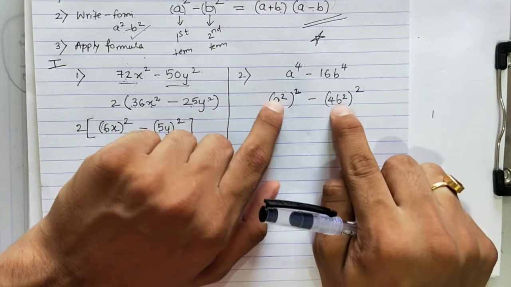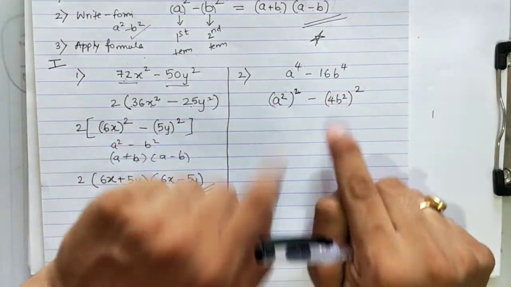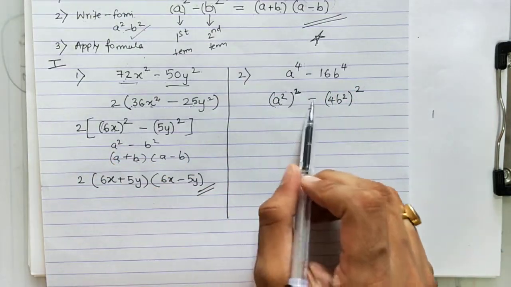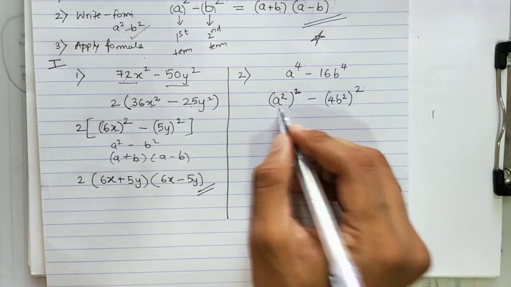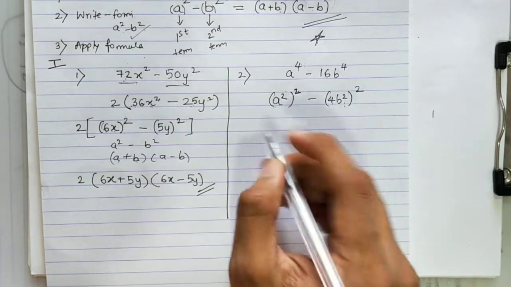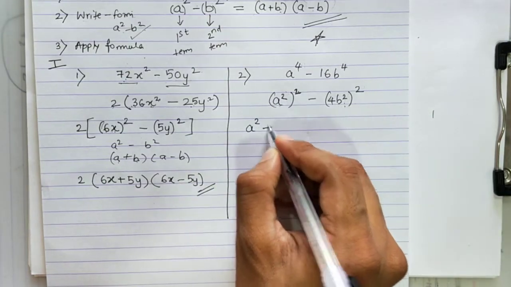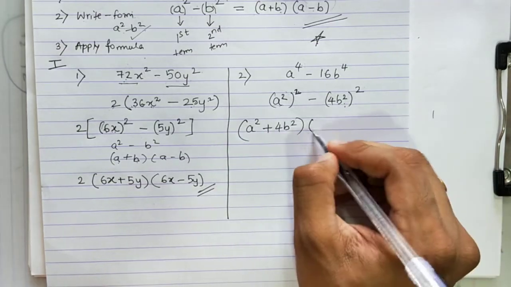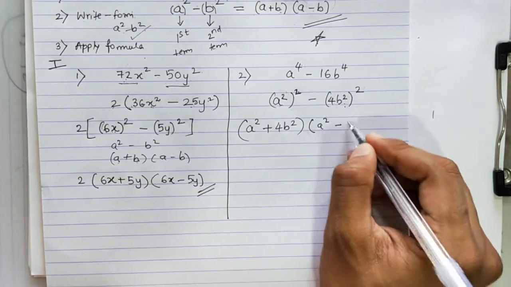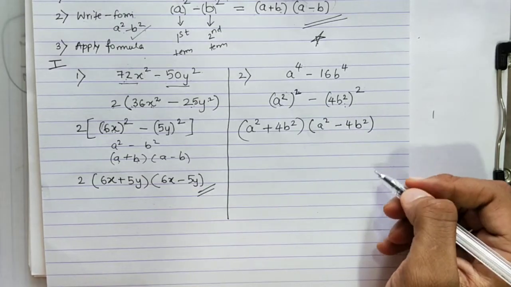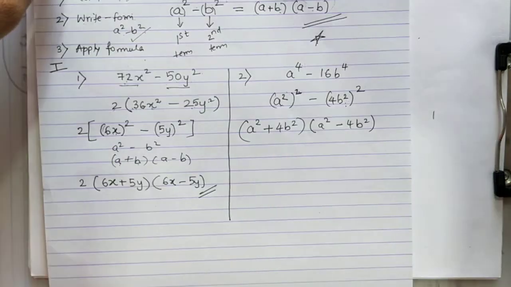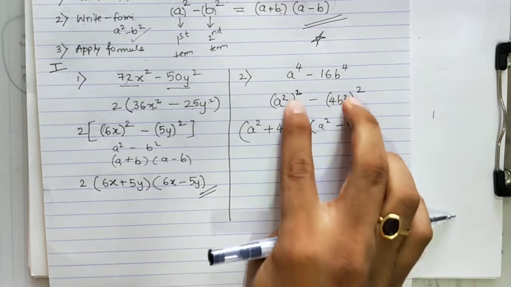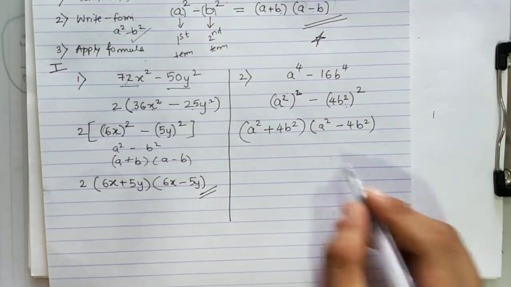So whatever is there inside the brackets, the contents inside the brackets will get added and will get subtracted. Correct? Because this is a square minus b square, so a plus b, a minus b. So whatever is there inside the bracket, a square plus 4b square, and then a square minus 4b square. Added both the terms and subtracted both the terms.